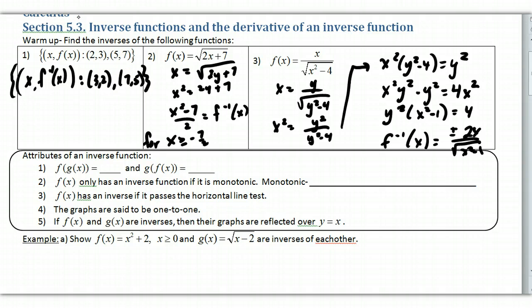Now the second one, what you do is you switch x and y and solve for y. Now when we do this, we get f inverse is equal to x squared minus 7 all over 2. This only holds true for x greater than or equal to 7/2. I think I did that right. Let me check. And as it turns out, I'm absolutely wrong writing that statement right there.